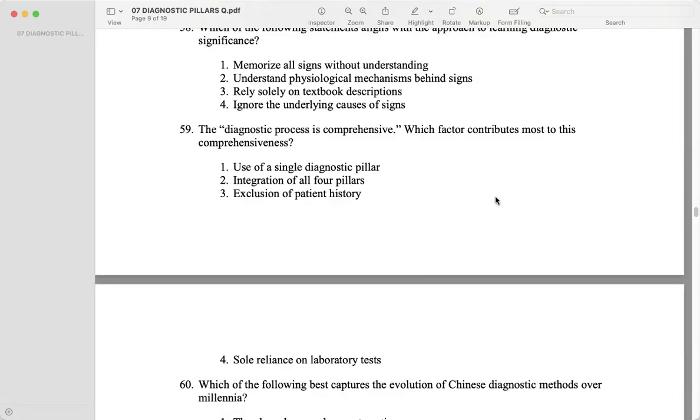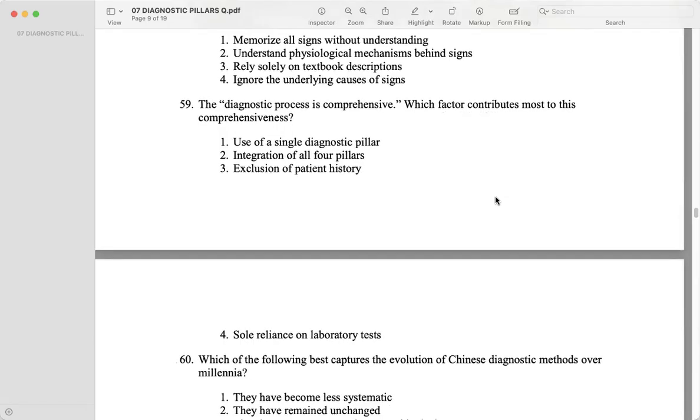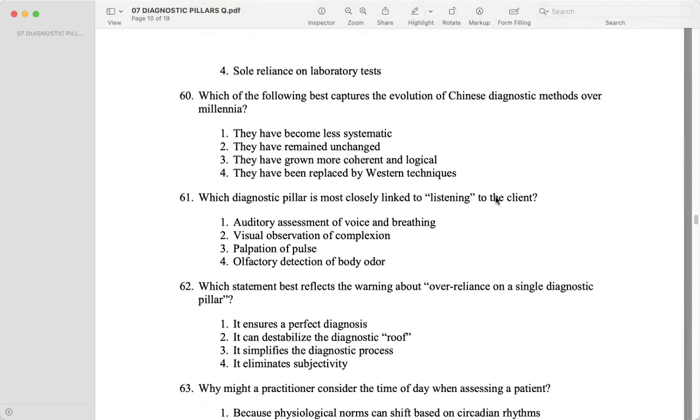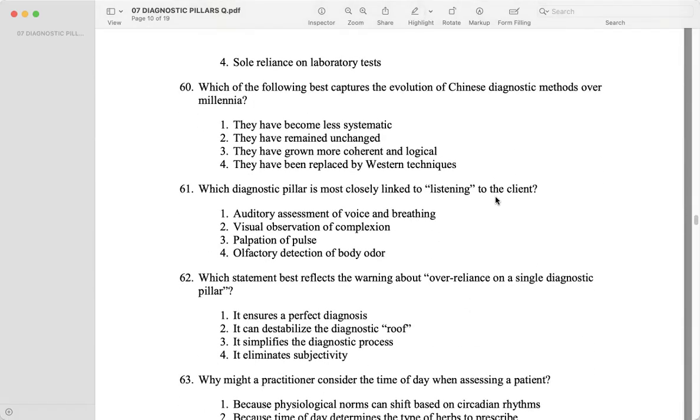Okay, so the diagnostic process is comprehensive. Which factor contributes most to this comprehensiveness? The integration of all 4 pillars. Correct. Which of the following best captures the evolution of Chinese diagnostic methods over the millennia?